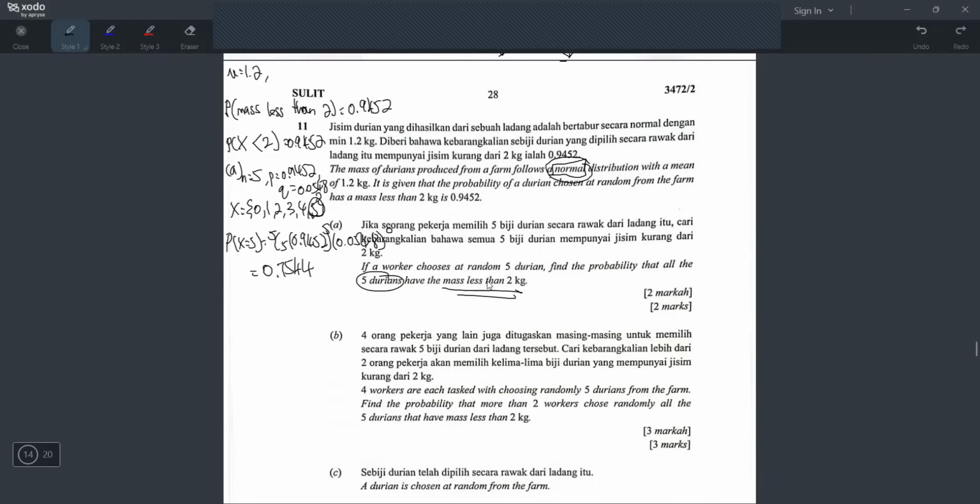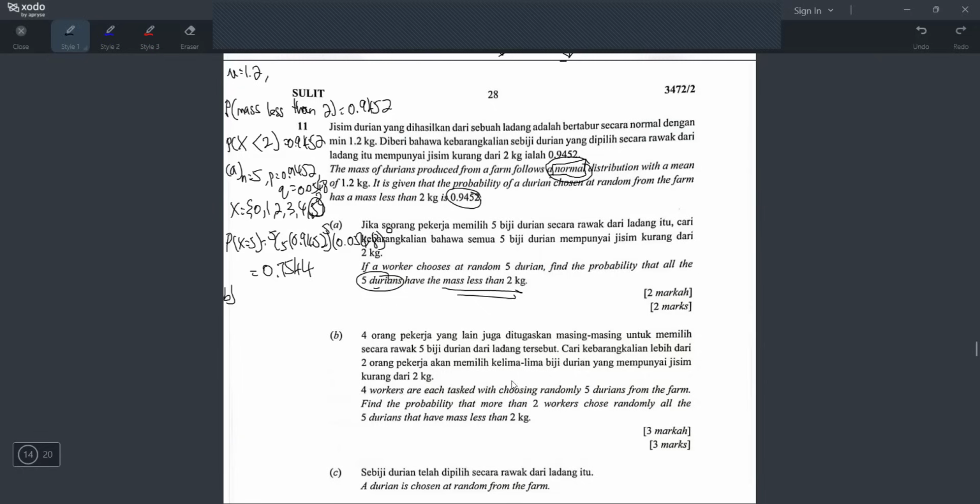Okay, so I hope you understand why you can do it like this. It's because they want you to find probability that 5 durian have mass less than 2 kg, and you already have 0.9452, which is the mass less than 2 kg punya probability. That's why you just power 5. Macam tu. Okay. Then what about the mean? Okay, I think the mean so far for A we never use it, right? Maybe for B then only we will use the mean, right? Okay, let's see B what they want.